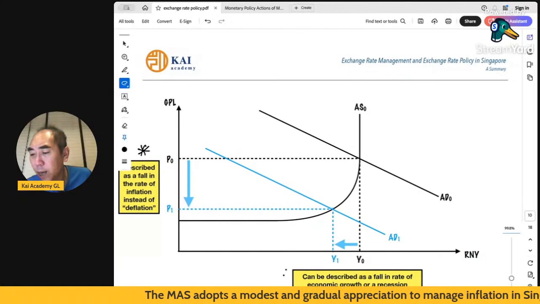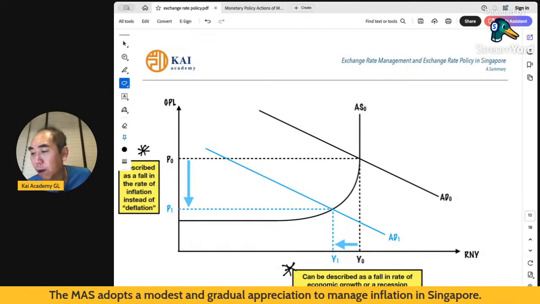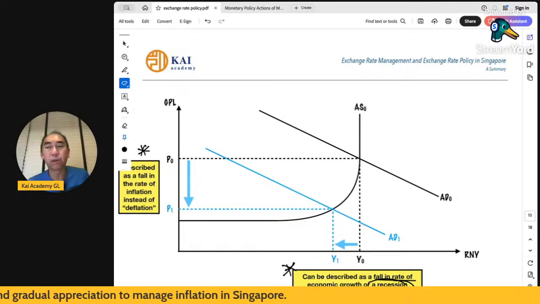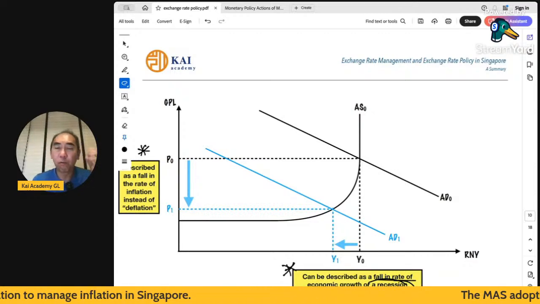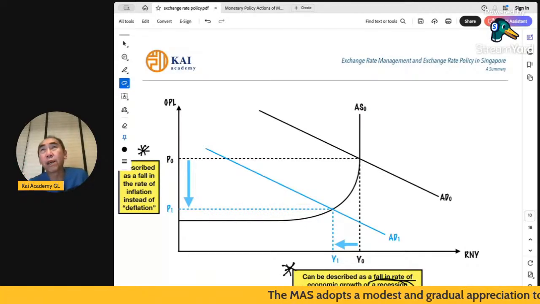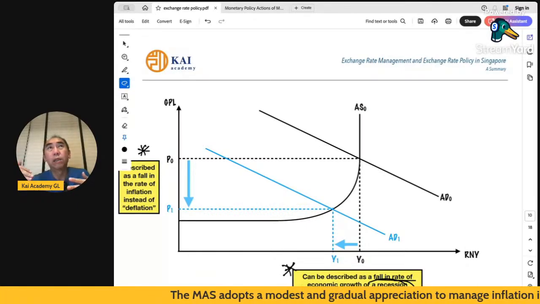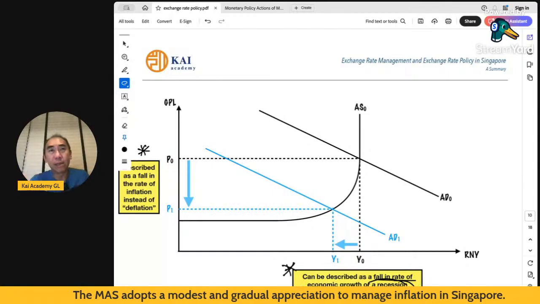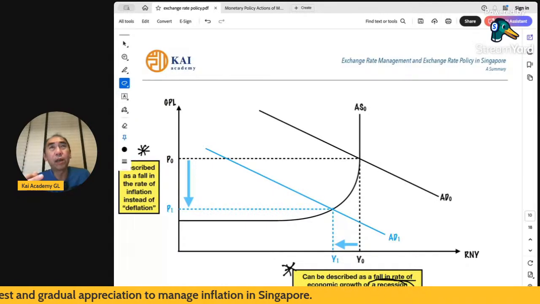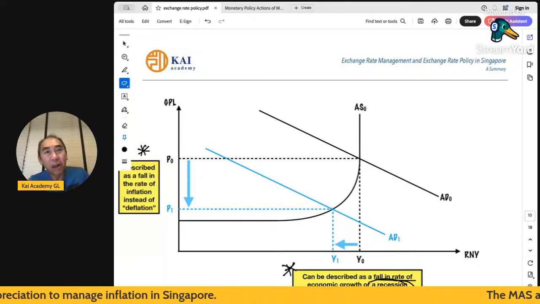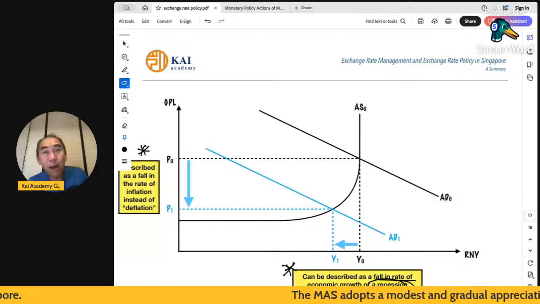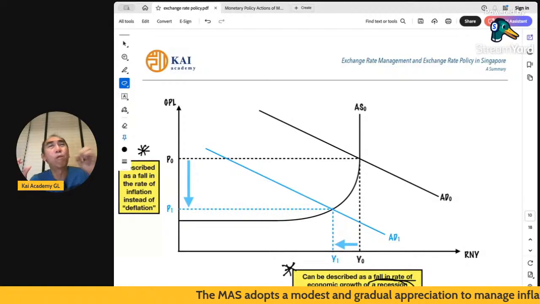However, on the horizontal axis, you could describe this as a recession, or you can also describe this as a fall in the rate of economic growth, depending on what your original state of the economy was. If initially your economy was experiencing demand pull inflation where AD was rising and causing inflation, RNY is also rising. So when you appreciate the currency that causes AD to fall, then RNY falls back from an initial rising state, right? So perhaps RNY might be rising more slowly.